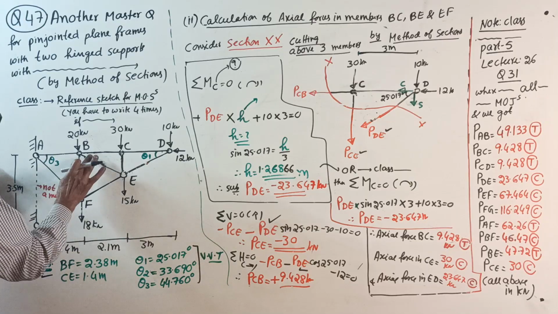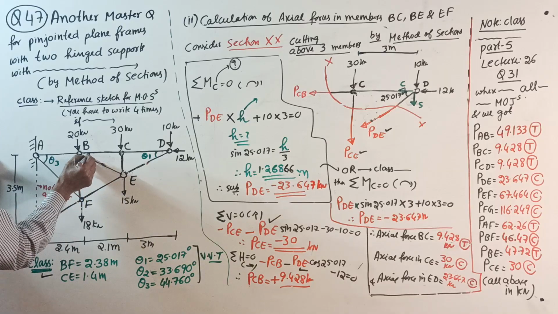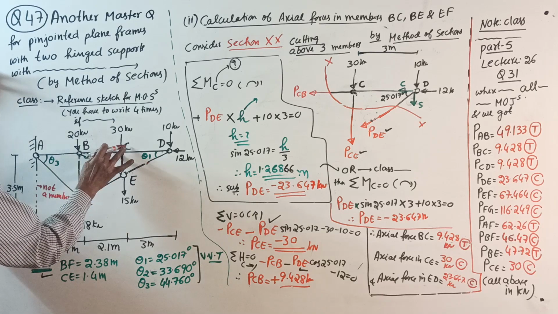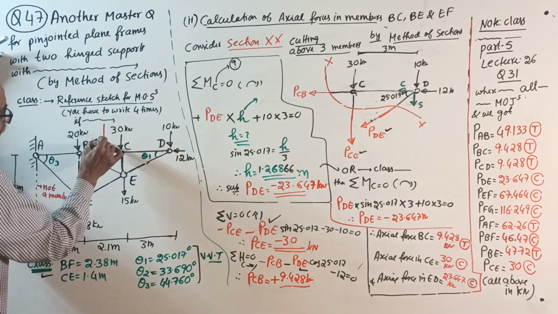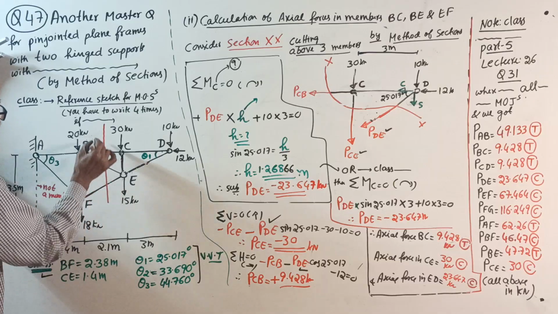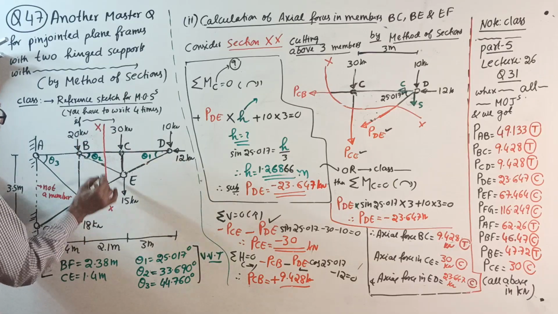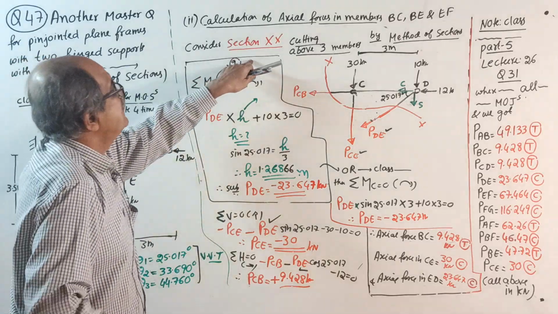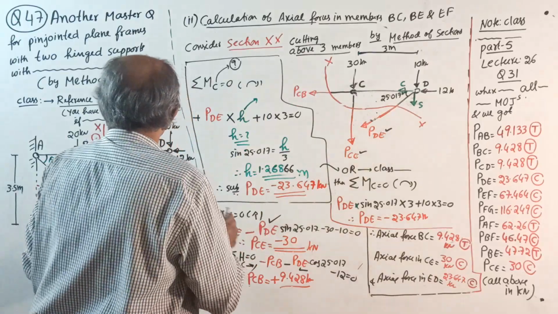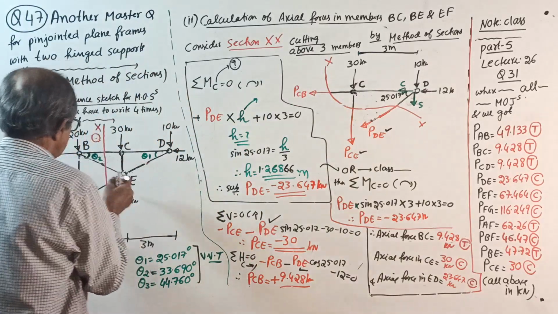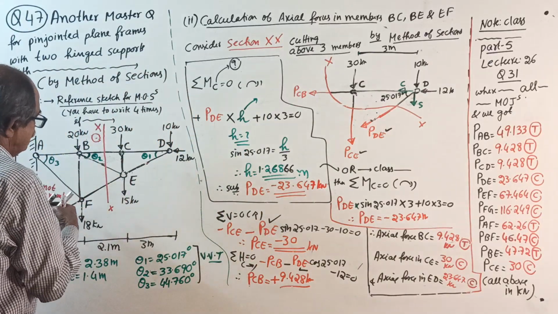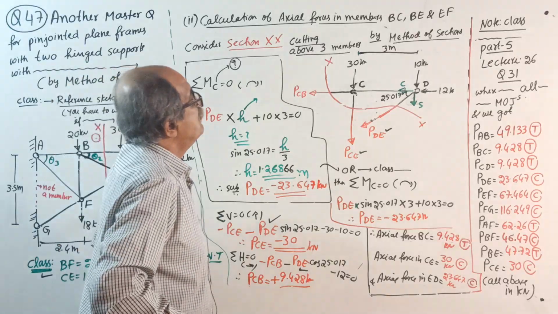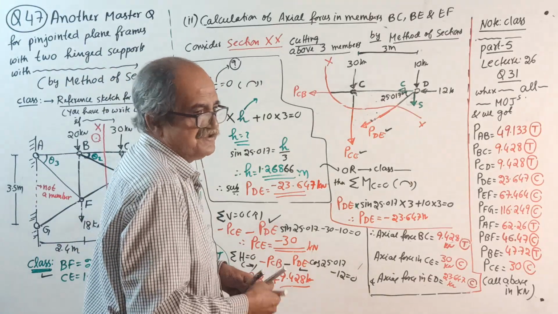Small things, but theta 2. See, this member. Cut XX. Look this side. Okay, consider section XX, cutting above 3 members. See, above 3 members. Now, see, joints.